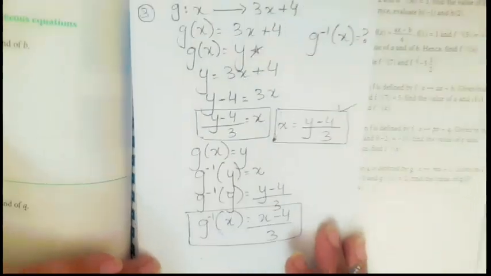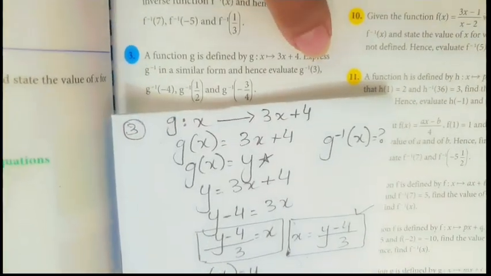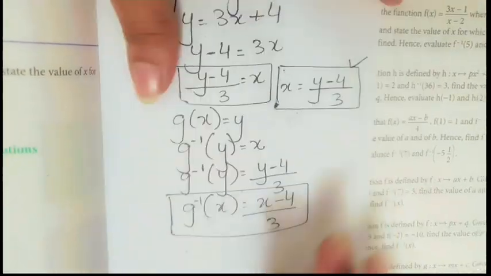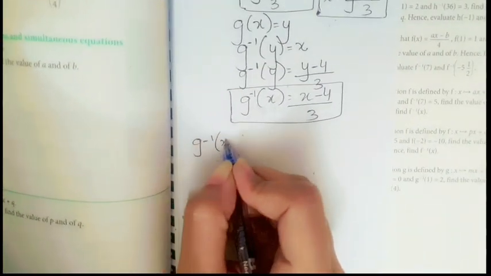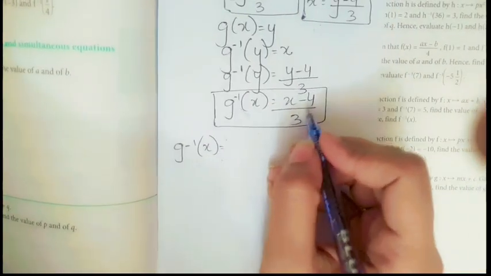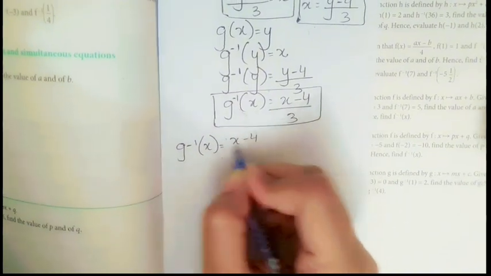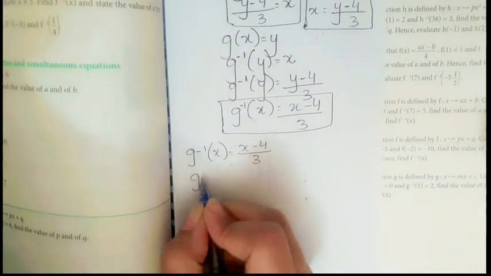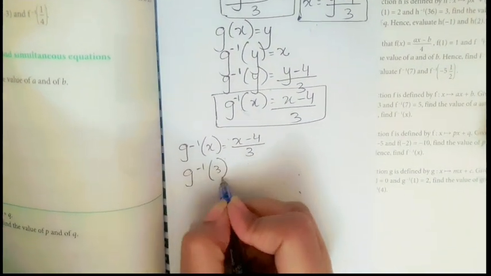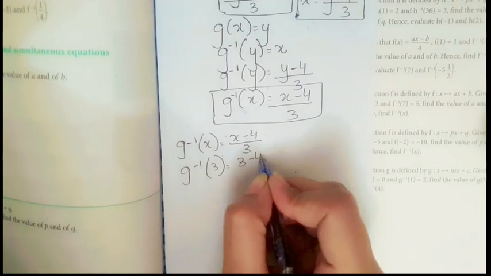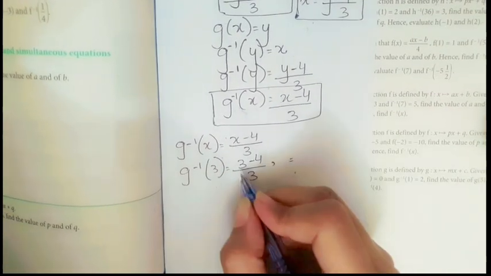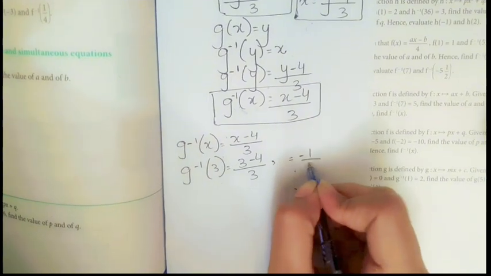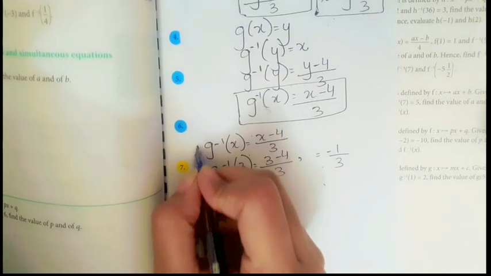Okay, now our first task is to find g inverse of 3. See, g inverse of x, first of all I'm writing the equation. g inverse of x is (x - 4)/3, and g inverse of 3 would be (3 - 4)/3, and that equals minus 1/3. So this was the first part.